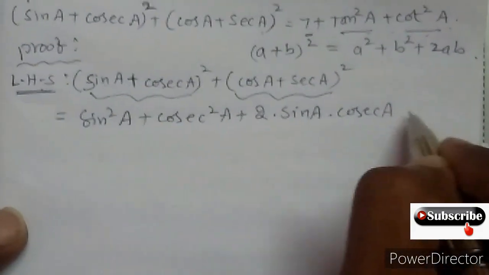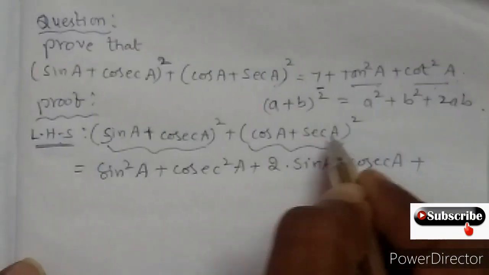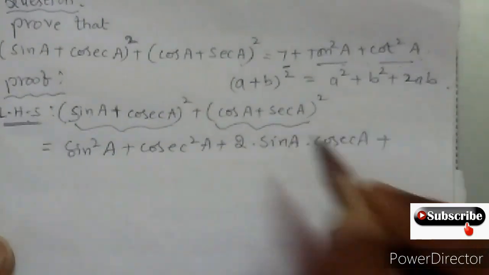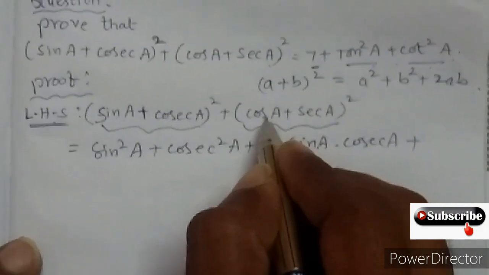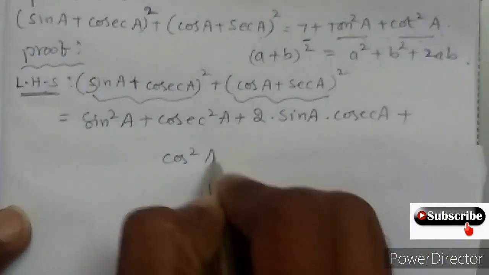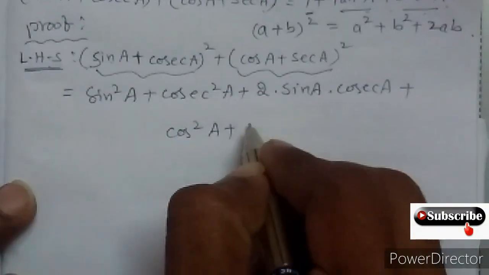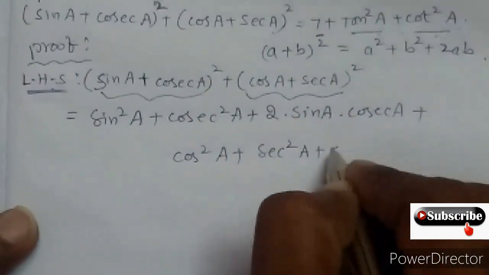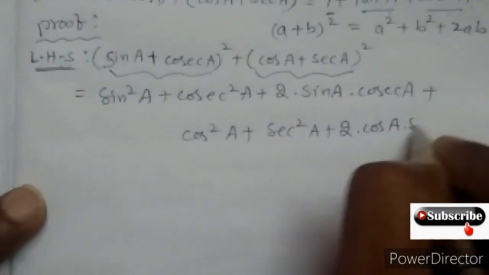Now apply the same formula to this second part also. So that is A plus B whole square. Take cos A as A and secant A as B. Then next apply. So A square means that is this first term square, that is cos square A, plus B square means second term square, that is secant A. You have to square, that is we will get secant square A, plus 2AB means 2 into A means cos A, B means secant A.